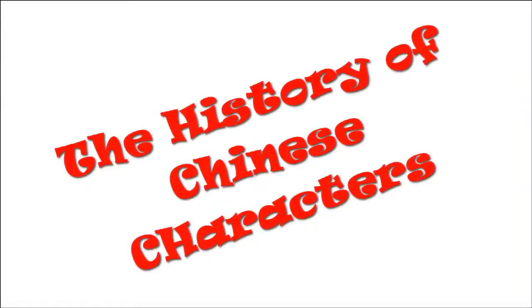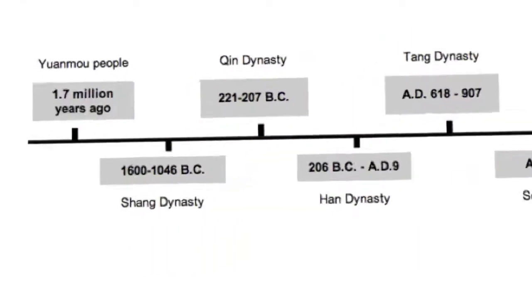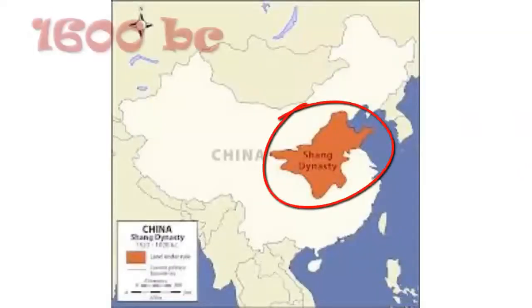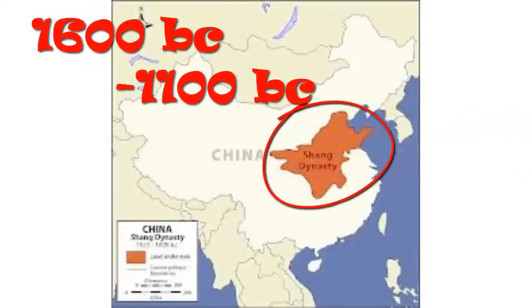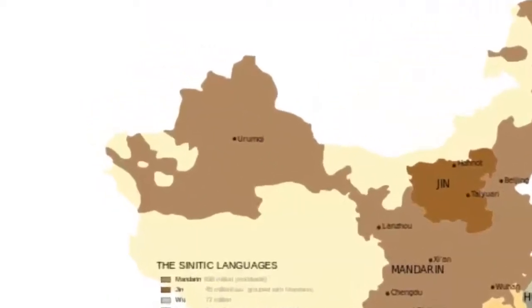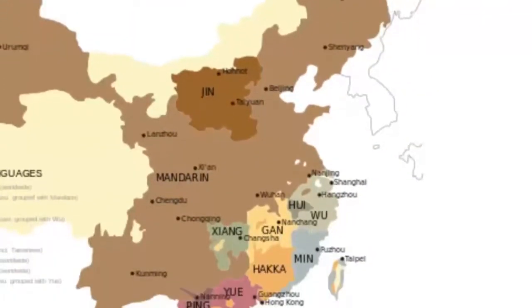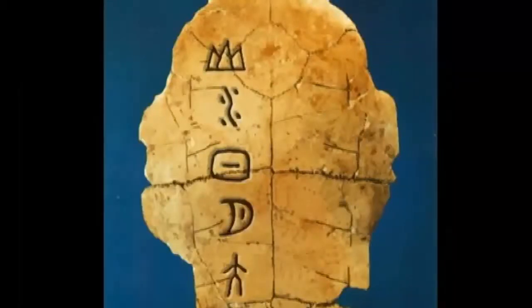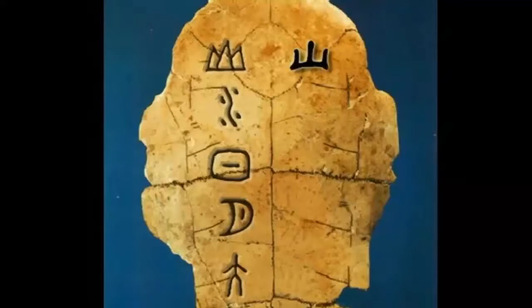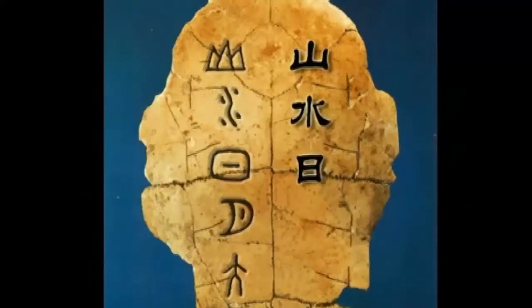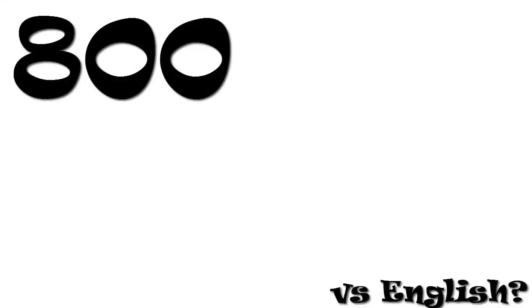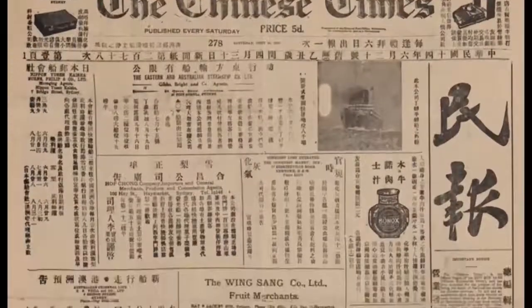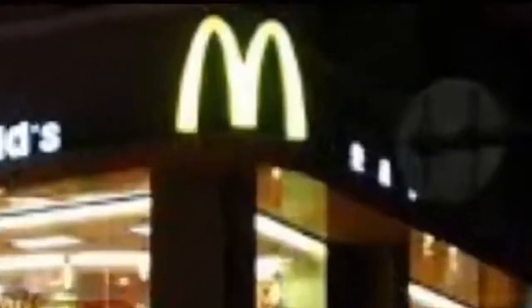The history of Chinese characters. Chinese characters have a long history, starting in the Shang Dynasty, 1600 to 1100 BC. Although people from different regions of China may speak different local dialects, the written language has been a way of communicating since ancient times. There are thousands of characters in total. Knowledge of about 800 characters is necessary for reading newspapers and for most other common purposes.